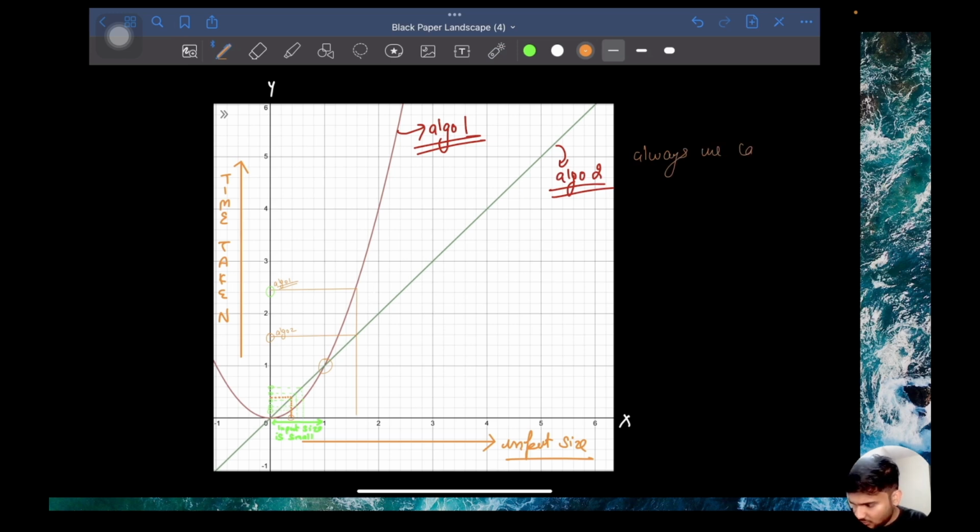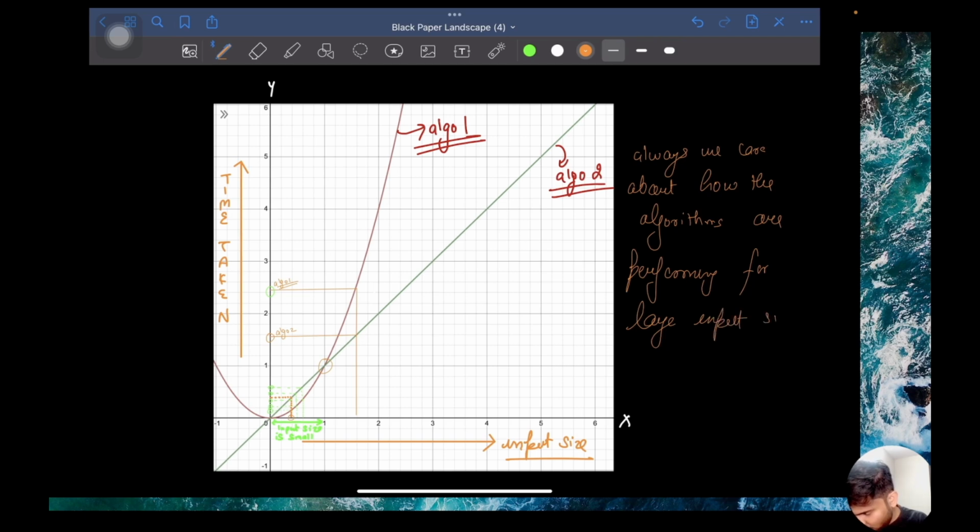My point being that we always care about how the algorithms are performing for large input size. And based on this theory, we are going to devise a new way of checking an algorithm. And if I ask you why algorithm 1 after some period of time started performing worse than algorithm 2, something that started very well, why it was not able to continue in the same fashion?